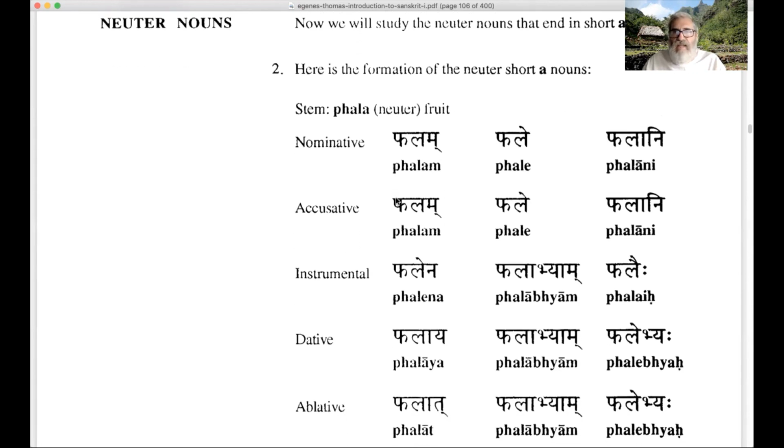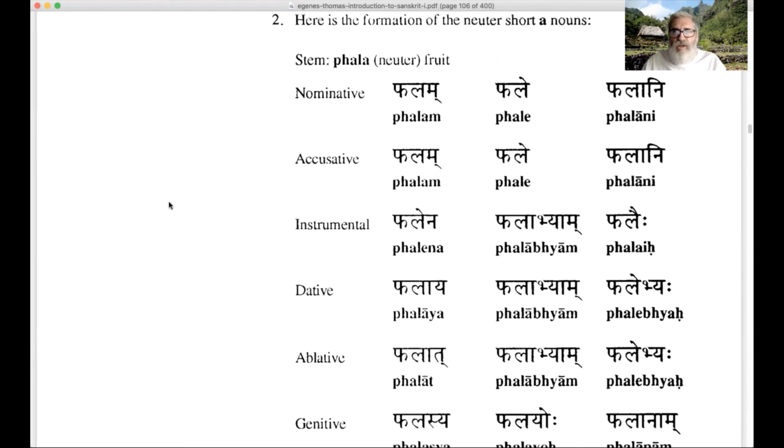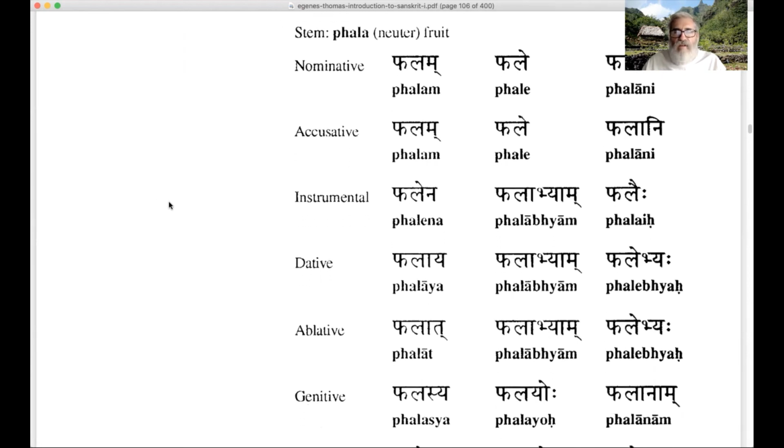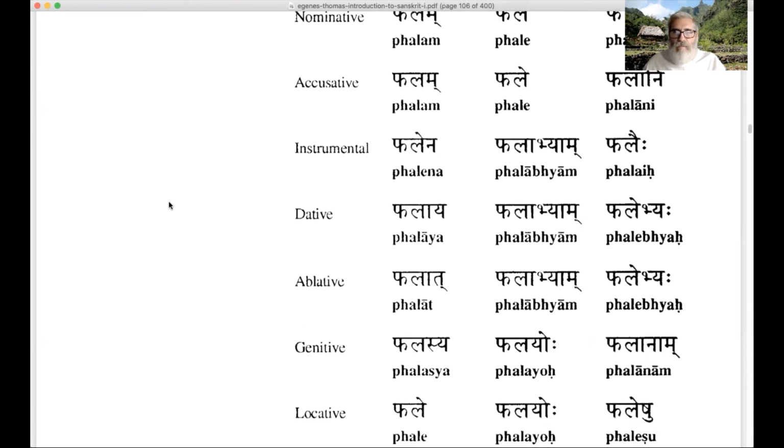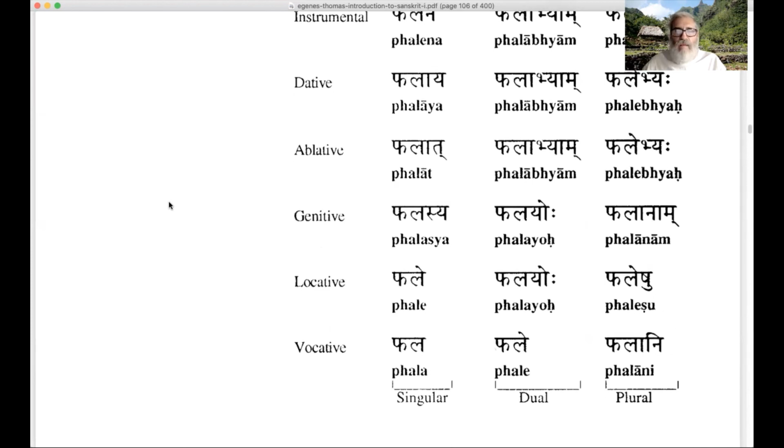So let's look at the declension of palam. So we have palam, pale, palani; palam, pale, palani; palena, palabhyam, palaihi; palaya, palabhyam, palebhyaha; palat, palabhyam, palebhyaha; palasya, palayoho, palanam; pale, palayoho, paleshu; pala, pale, palani. Or we could say, hey pala, hey pale, hey palani. It means oh, for vocative, right?